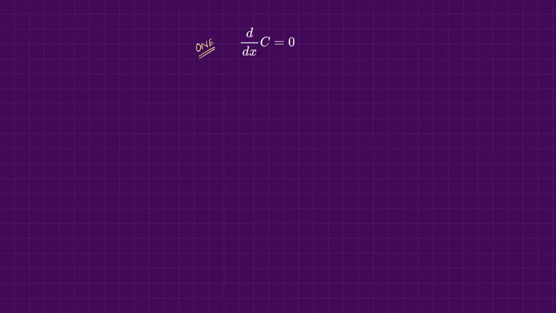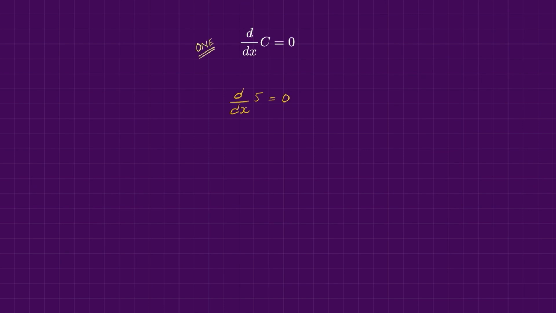Today we will be doing exercises, and before doing it we will see some important rules. Number one, we have d/dx of c equals 0. Here c represents a constant. That means whenever we differentiate a constant, let us say 5, then the answer will be 0.